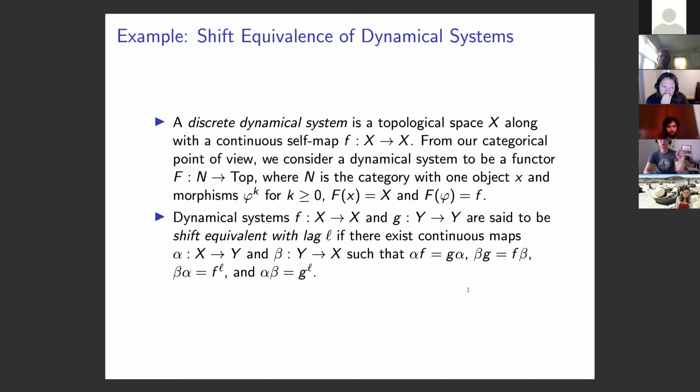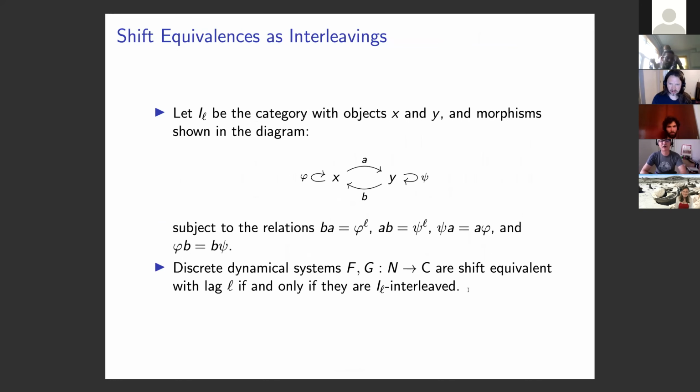So when you compose them, you don't get the identity, but it costs you this L iterations of your continuous map in either direction. And already, when I say it like that, it sounds like it's some kind of interleaving thing. Of course, it came around earlier than interleavings, but in any case, it is an interleaving because you can construct this interleaver category where X and Y are sent to your spaces of interest.